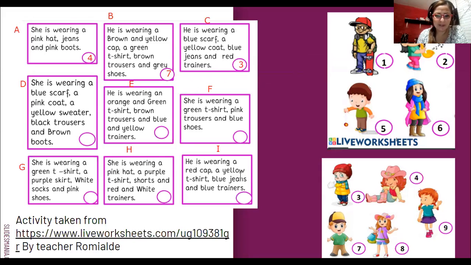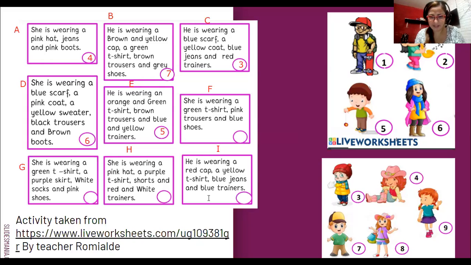Okay. Now, Valerie, letter D, please. She is wearing a blue scarf, a pink coat, a yellow sweater, black trousers, and brown boots. Is number six. Mm-hmm. Very good. Now, one volunteer for letter E. No volunteers. Okay, Alfredo, can you help me please with letter E? He's wearing an orange and green t-shirt, brown trousers and blue and yellow trainers. Is number five.